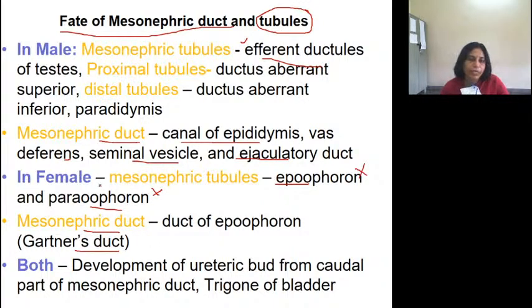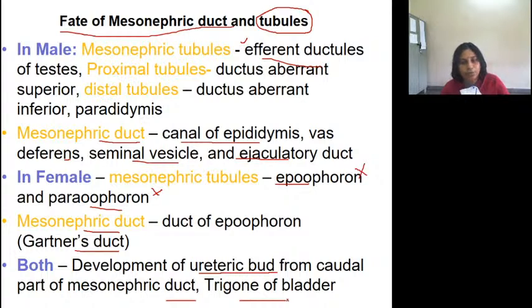The Wolffian duct will not develop once it is confirmed that there is no testosterone and the fetus is going to develop into a female. Then the Wolffian system, the mesonephric duct, will get suppressed. In both sexes, the mesonephric duct will give rise to the ureteric bud from the caudal part of the mesonephric duct, and a part of the mesonephric duct will be absorbed into the posterior wall of the bladder as the trigone of the bladder.